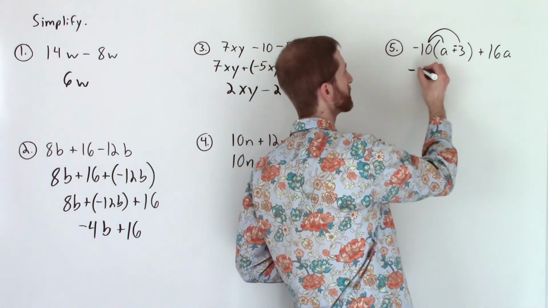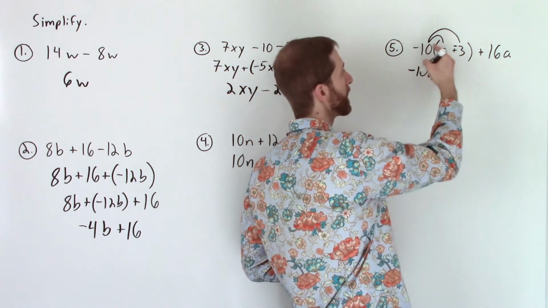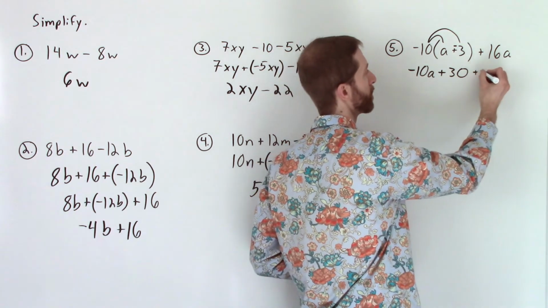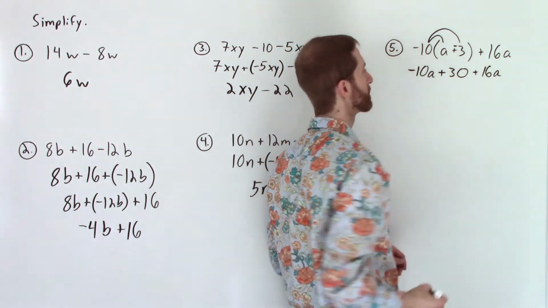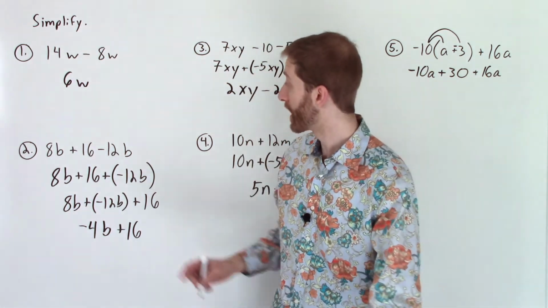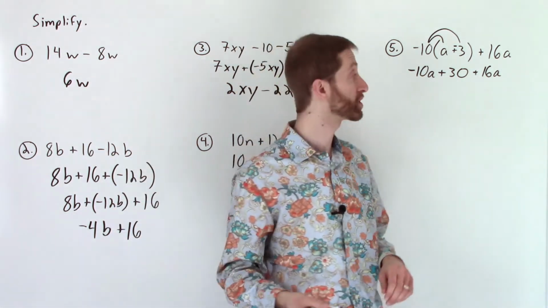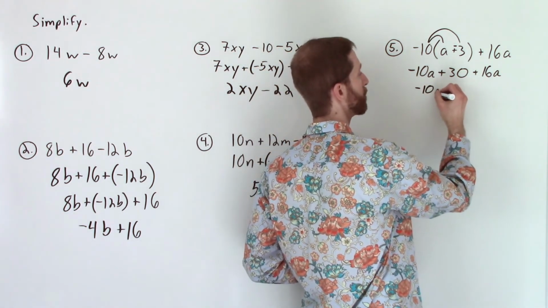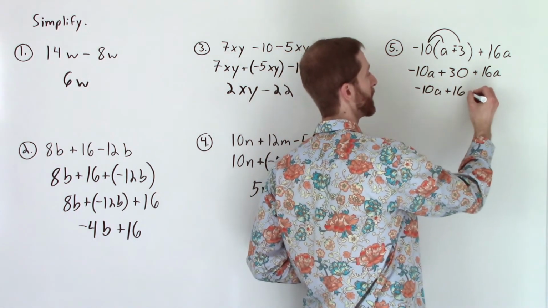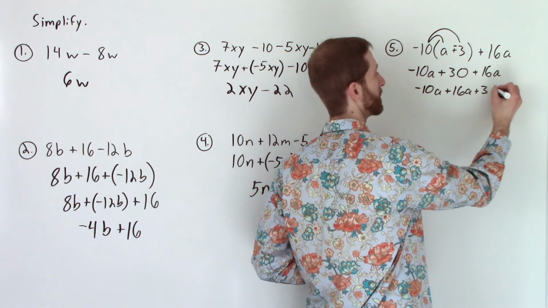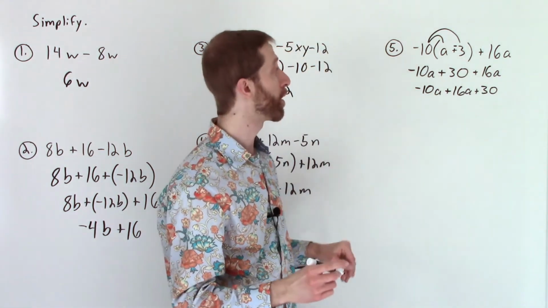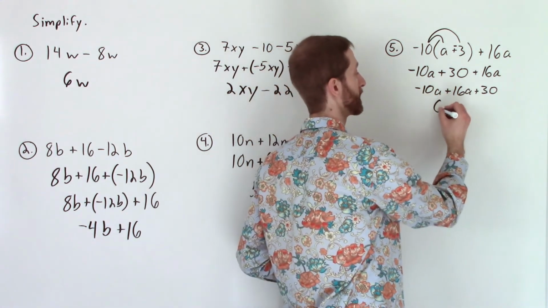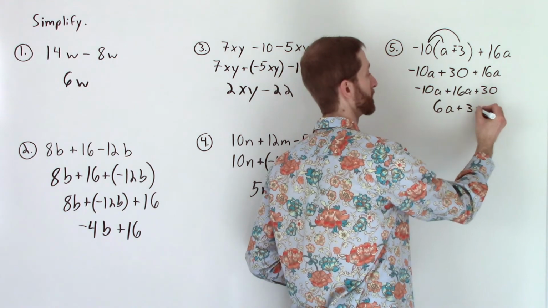Negative 10 times a is minus 10a. Negative 10 times a negative 3 is a positive 30. And then we're just copying the 16a. So now here we have a problem just like this one right here, so we'll finish it off. Negative 10a plus 16a. After a while, you're not going to be rewriting this, and you're going to be able to just combine like terms automatically in your brain, which is cool. For now, I'll be a little more formal with it. Negative 10a plus 16a is positive 6a plus the constant of 30.